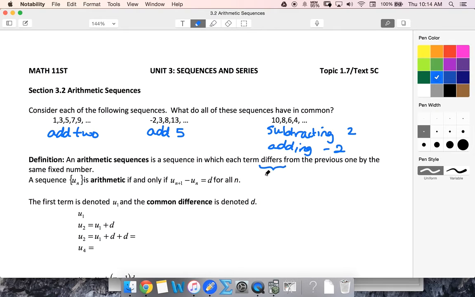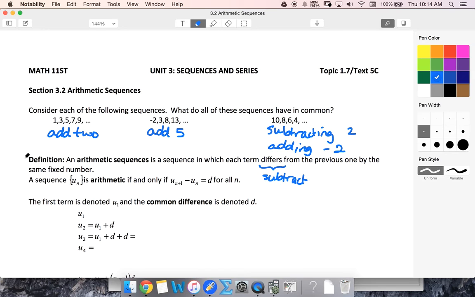So this means when we subtract them from the previous one, it's always the same number. So if I think about this, 3 minus 1 is 2. 5 minus 3 is 2. 7 minus 5 is 2. So it's always the same number. 3 minus -2 is 5. 8 minus 3 is 5, and so on and so forth.